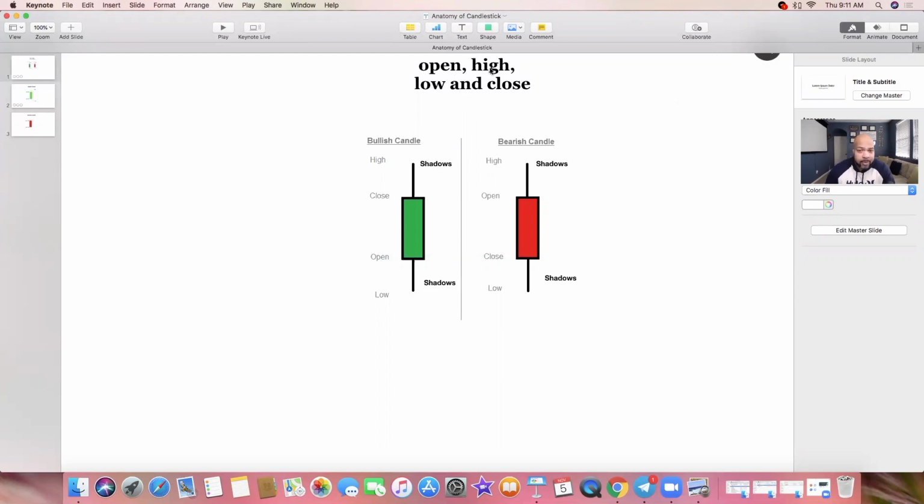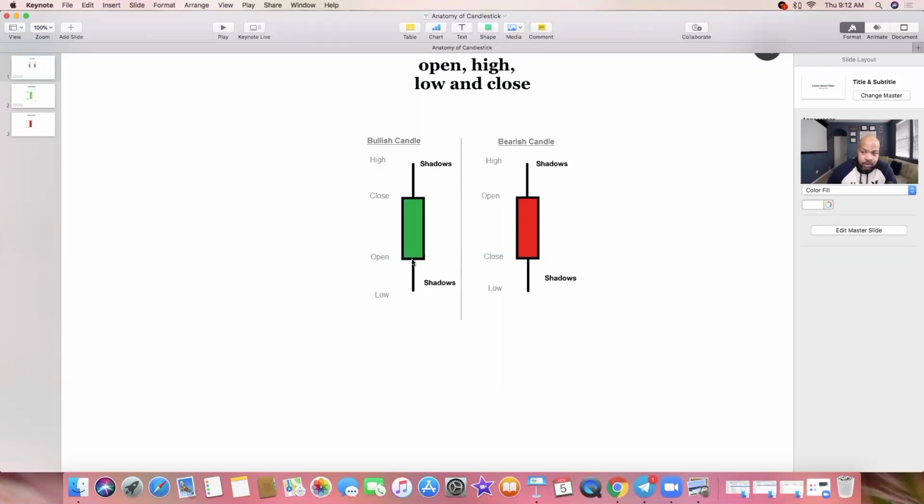So we have open, high, low, and close. And what we have on the left side here is a bullish candle, and bullish simply means going high or buy. And it usually is a green candle. A bearish candle is usually a red candle, and that simply means that price is going lower than when it originally opened. Okay. So as we can see, open here is usually at the bottom of a green candle. Okay, it is at the bottom.